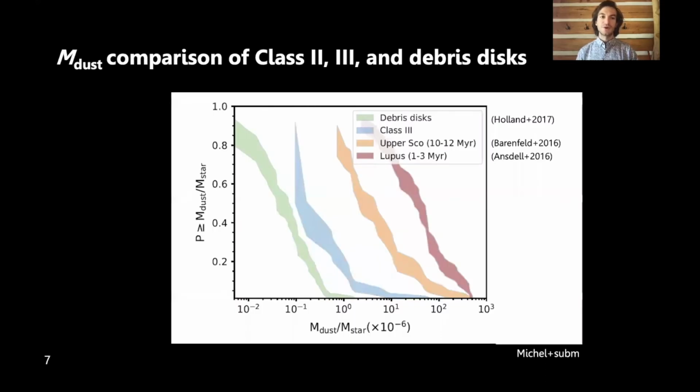Then we do a first order millimeter dust comparison of class 2 disks, class 3 disks, and debris disks. In this cumulative distribution fraction plot of the dust mass divided by the stellar mass, we plot in red the Lupus class 2 disk population, in orange the Upper Sco class 2 disk population, followed by all the class 3 disks grouped together, and then the debris disks further in green. We can see the marked evolution where the millimeter dust mass decreases between region age for the same evolutionary stage, but also between evolutionary stages further on.